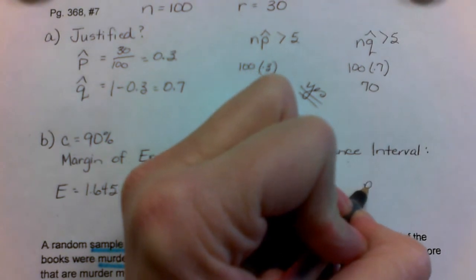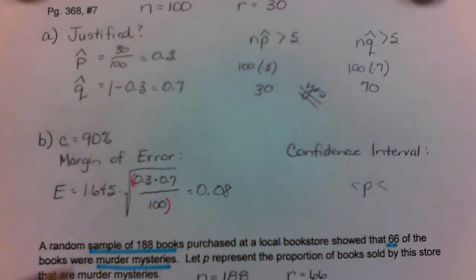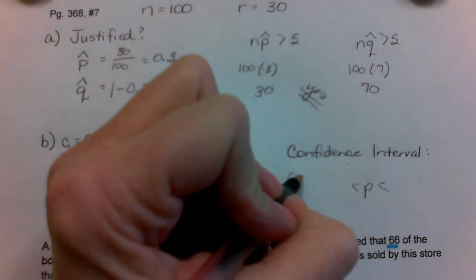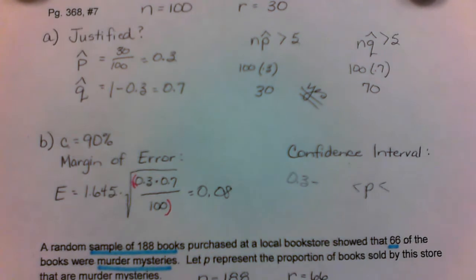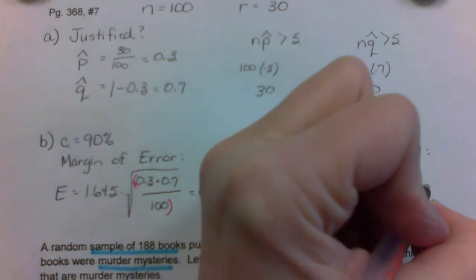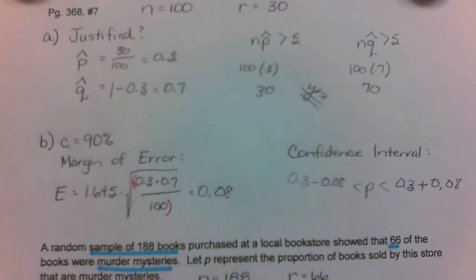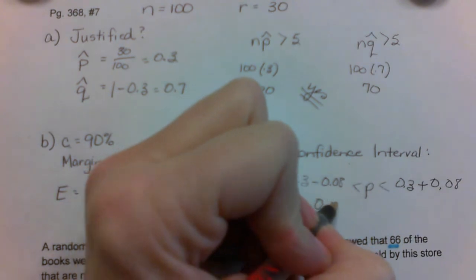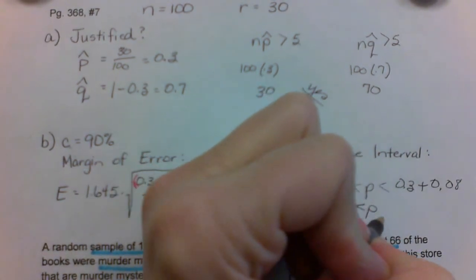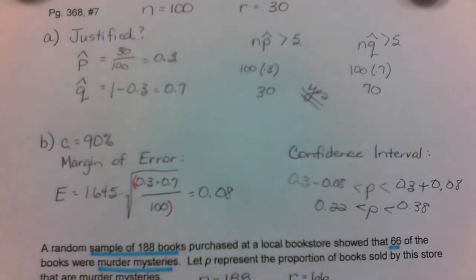Now remember, we're not estimating mu, we're estimating P. So that is P hat, 0.3, minus the margin of error, and the margin of error is 0.08, and then 0.3 plus 0.08. So then when I do those calculations, I get 0.22 and 0.38. And that's what it's going to be asking you to find.